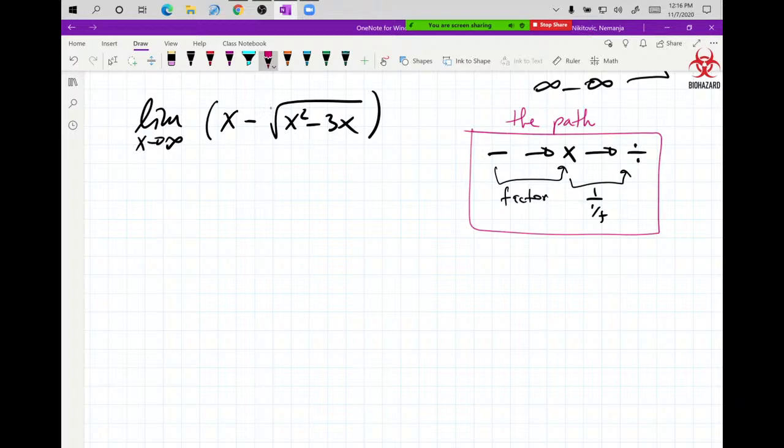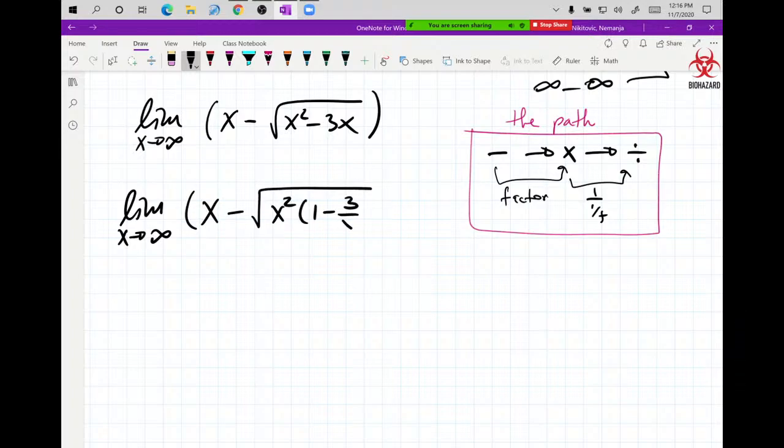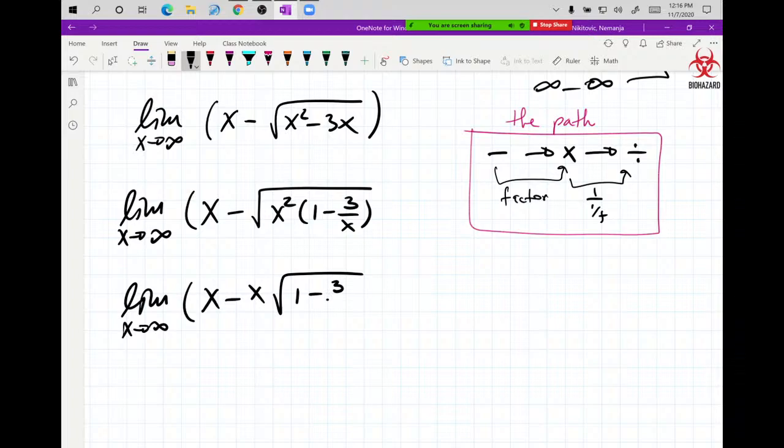Now, obviously, I would need an x here to factor it. Now, that x I can push from the root. So let's go. Limit x goes to infinity, x minus square root of x squared times (1 minus 3 over x). So what I did is I factored out an x squared inside, so that when that x squared escapes the root, it becomes x in front. So limit x goes to infinity, x minus x times square root of (1 minus 3 over x).